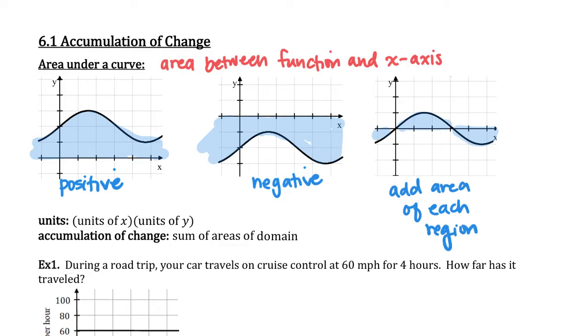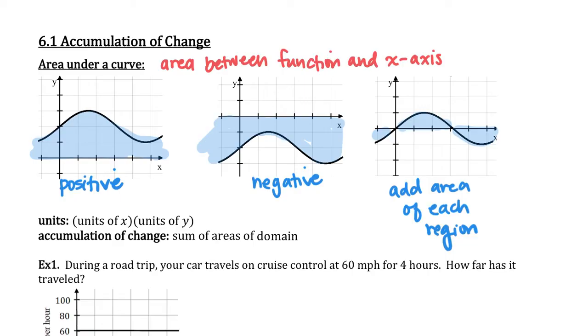Okay, now when you're doing the units of this area here, you're going to do the units of x times the units of y. When they say accumulation of change, they're going to add up the areas depending on the domain they give you. So in this, if this was going by 1, 2, 3, 4, if they asked me for the area from 1 to 4, I would find the area of this little region right here.